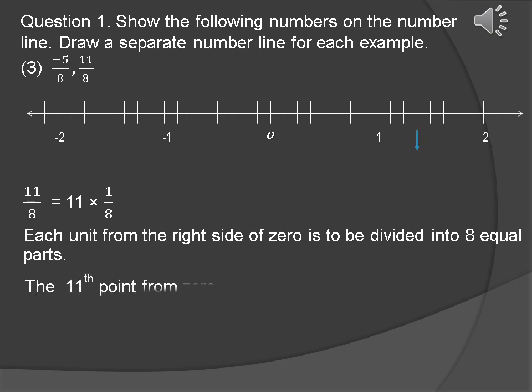To show minus 5 by 8 on the number line, first we show 5 by 8 on it. The number to the left of 0 at the same distance is the number minus 5 by 8.